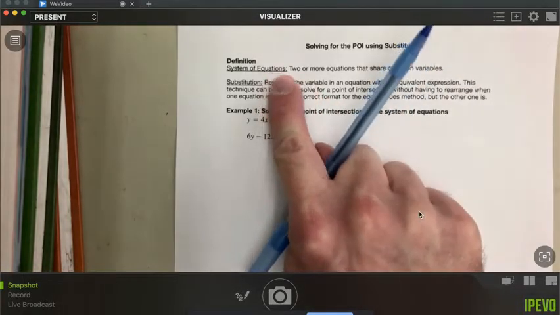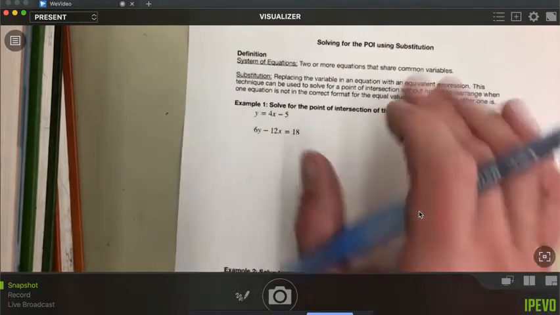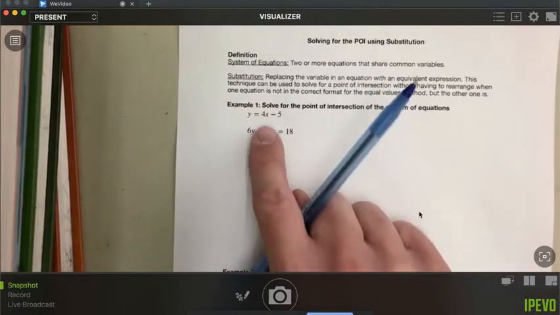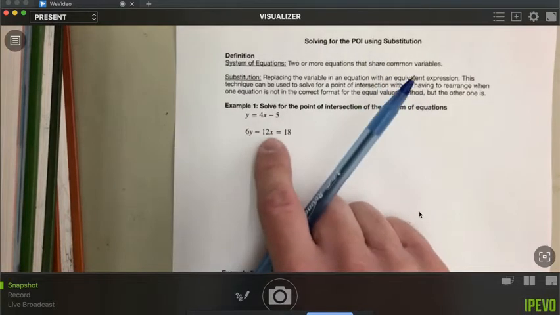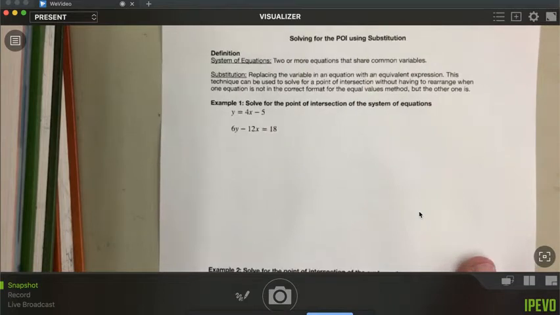So a system of equations just means you have two or more equations that share common variables. If you look at example 1, we have two equations, they both have x and y. So that makes it a system. It's nothing complicated, it's just a new name.